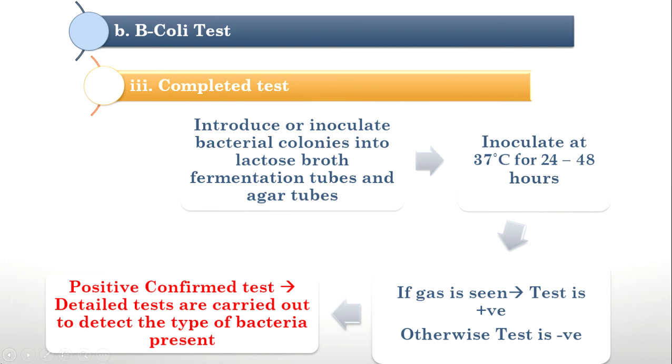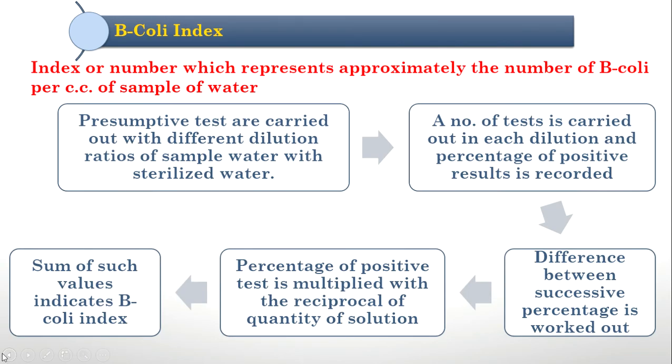Now there is a term known as B. coli index, which we have to note. It is an index or number which represents the approximate number of bacteria per cc of sample of water. Per cubic centimeter of water, how many bacterial colonies are present? That is known as B. coli index or B. coli number. So there is a procedure for calculating the B. coli index.